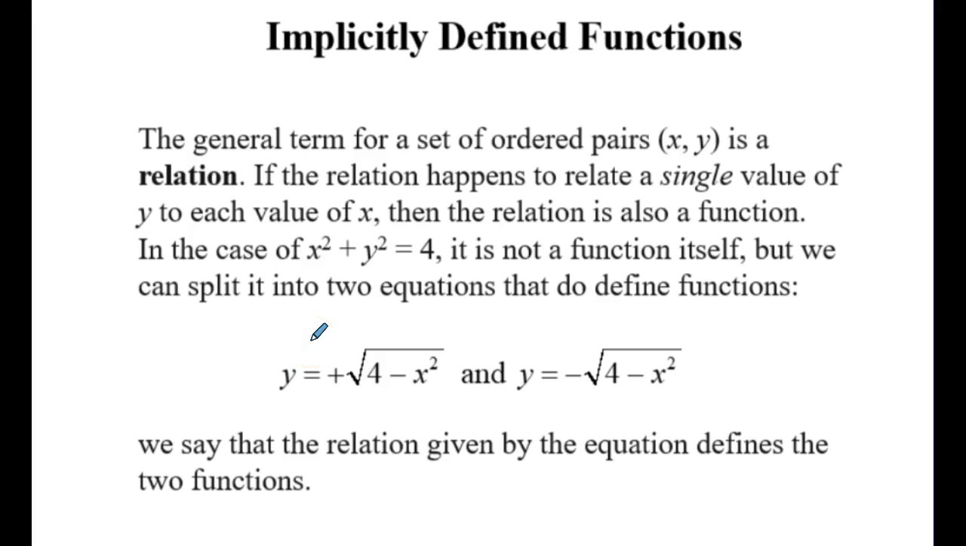Now we would be able to use your graphing calculators, graph each of these portions individually, and looking at the graph as a whole, we would see the graph of the circle. Okay, so that's called implicitly defined functions. We'll work more with those in calculus, those of you that decide to take that.